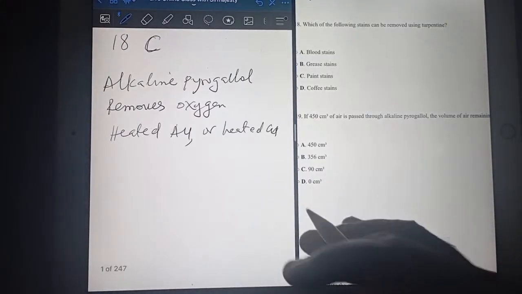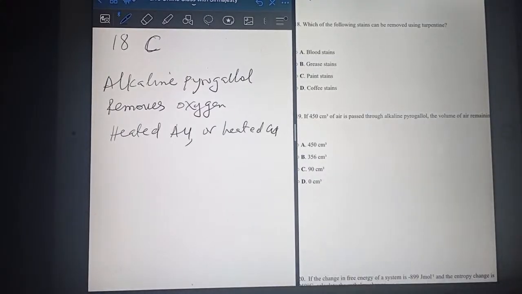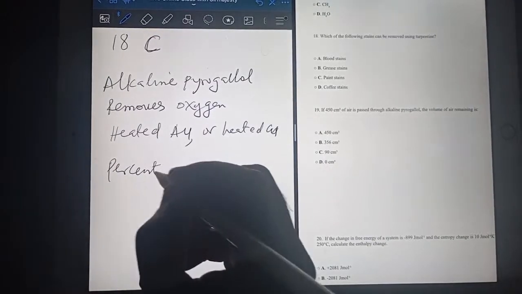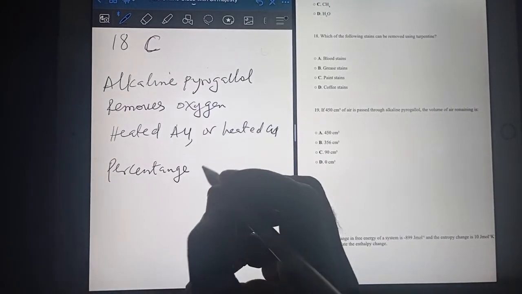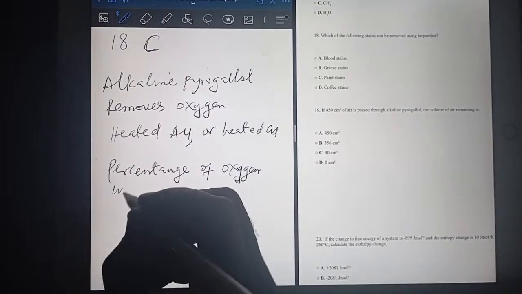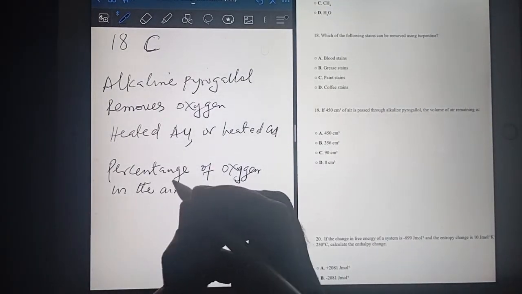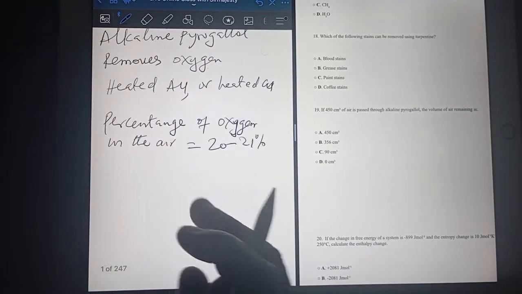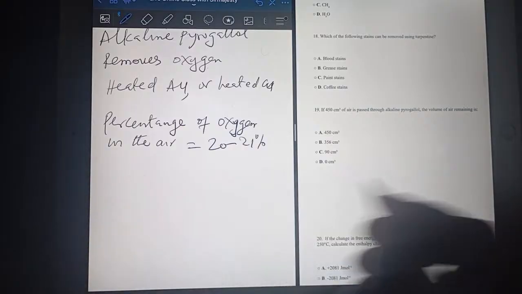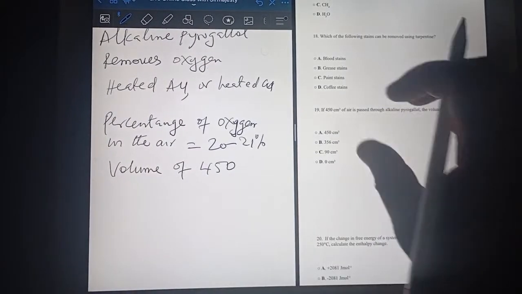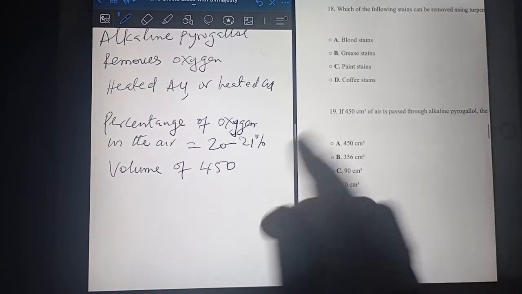Therefore, if they tell us that they pass air through alkaline pyrogallol, we should also know that oxygen has been removed. Now, the percentage of oxygen in the air is what? We have to take that into consideration. What is the percentage of oxygen in any sample of air? It is 20 to 21%. But for this example, please use 21%. Therefore, what's the volume of air provided? The volume of air provided in question 19 is 450 cm cube.